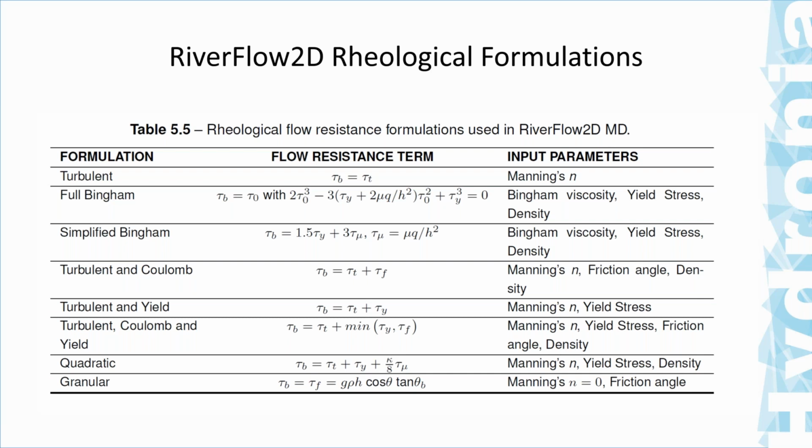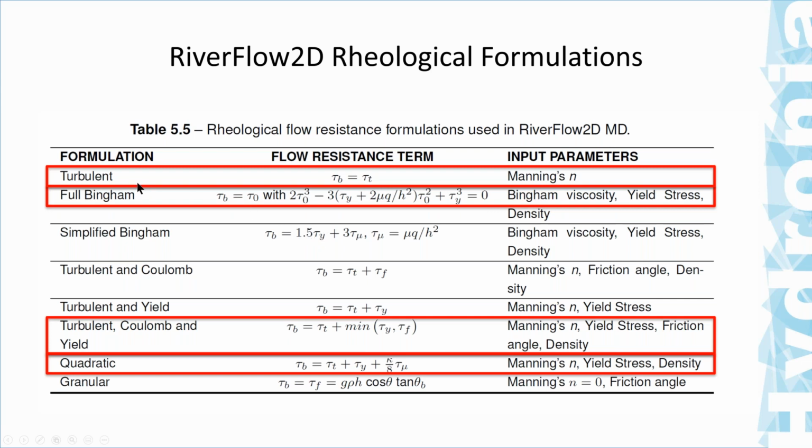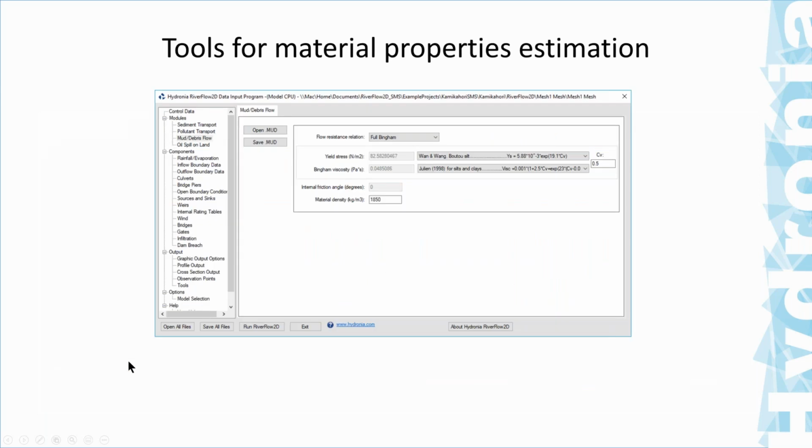The ones that we used in this particular application were the turbulent, that deals only with water, essentially, the full Bingham formulation, the turbulent Coulomb-Yield, and the quadratic formulation. So we wanted to see the effect of this. So we used the model to analyze different scenarios that could tell us how far or close we were to what actually happened in this event.